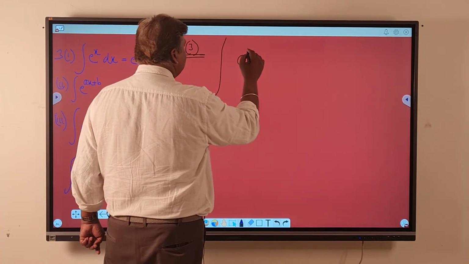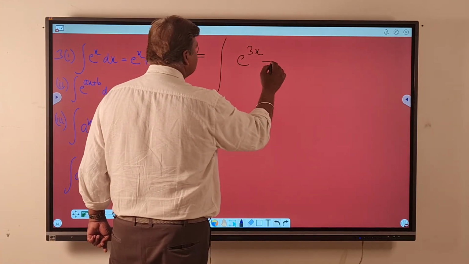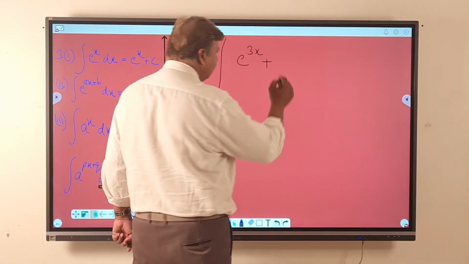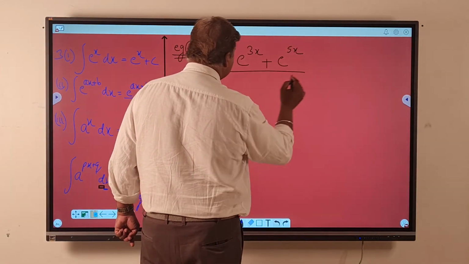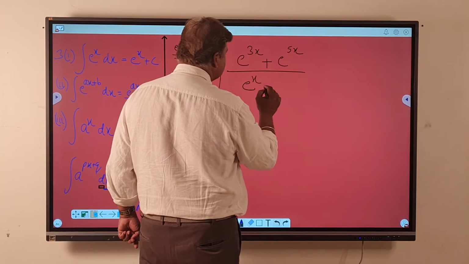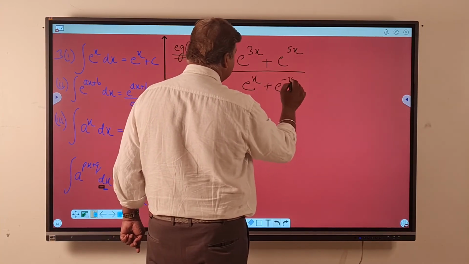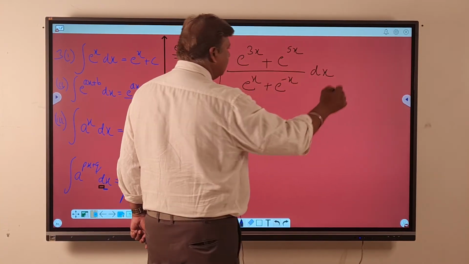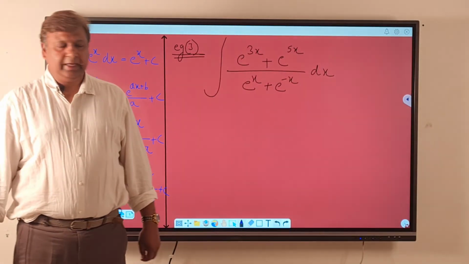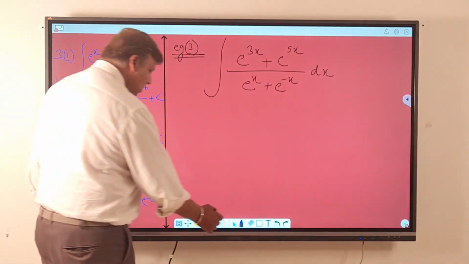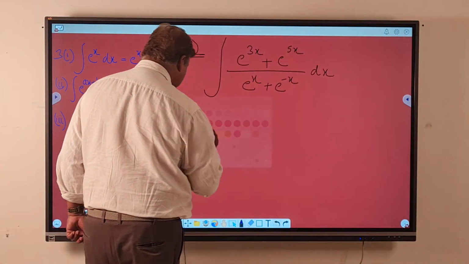e raised to power 3x plus, so slightly of different type, e raised to power 5x upon e raised to power x plus e raised to power minus x. This you need to integrate. A little thinking would be required here. So, how would you do that?